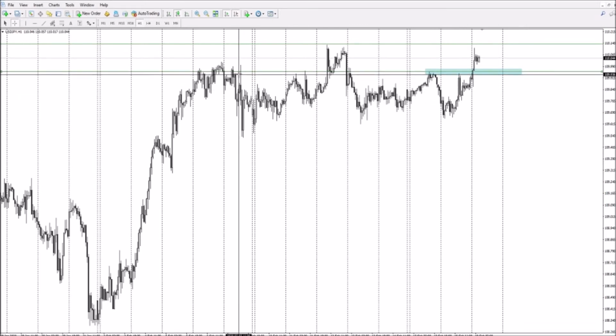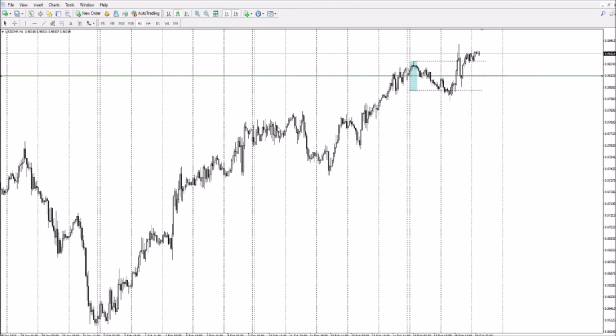Resistance, resistance, resistance, break below, and I'll be looking to sell dollar yen. So quite simple trades.